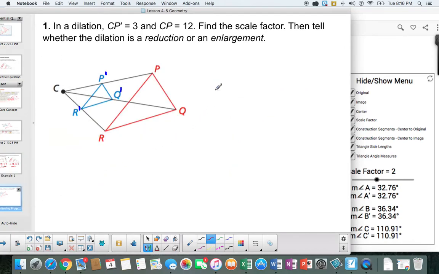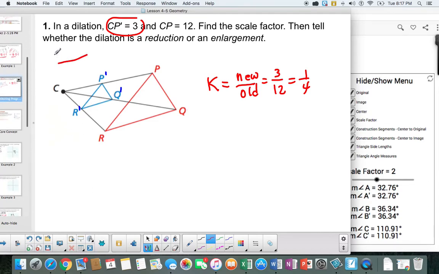Let's do it again, and we're going to do k, and k is the new divided by the old. And so here's my new number, which is 3, the new length, and CP is the old 12, and this is 1/4. And we can see that this triangle is smaller than the original triangle.